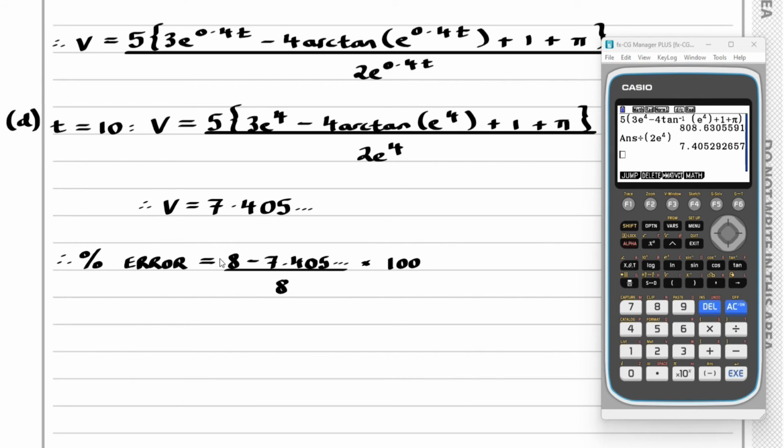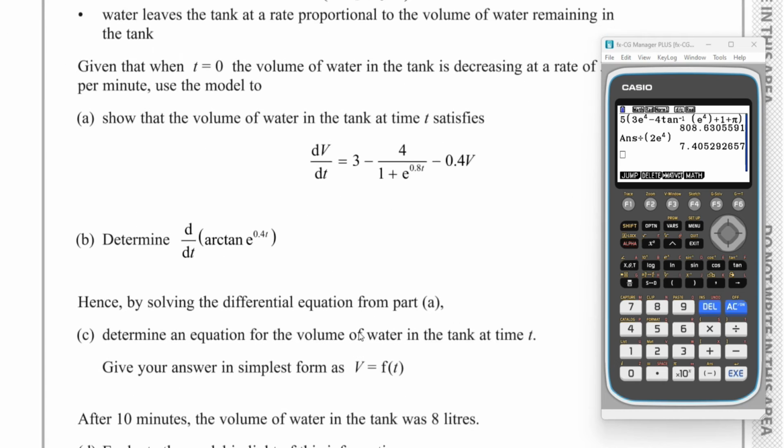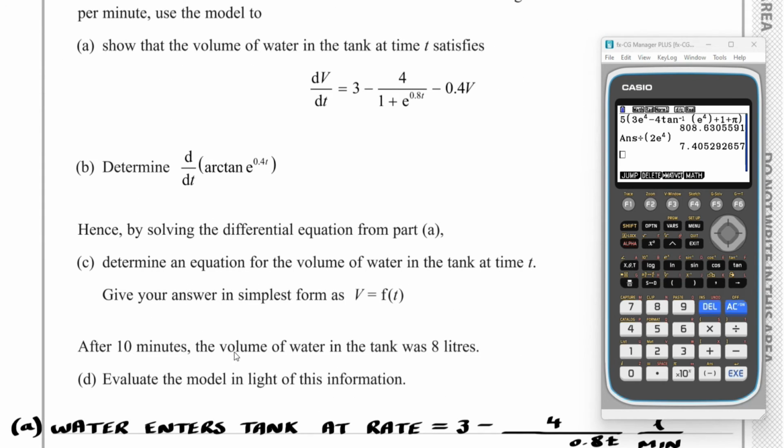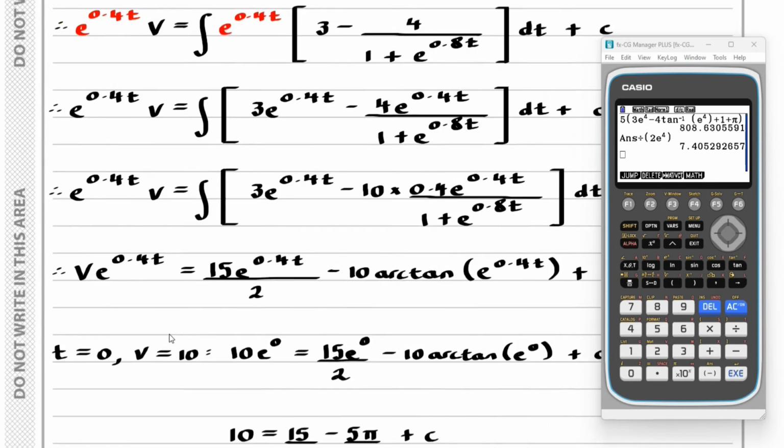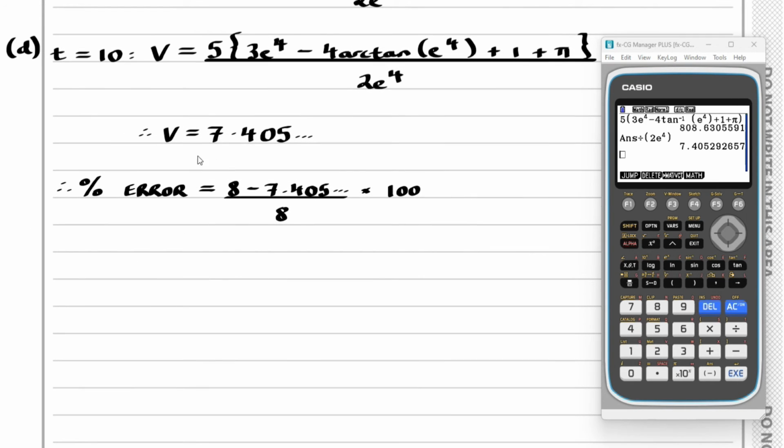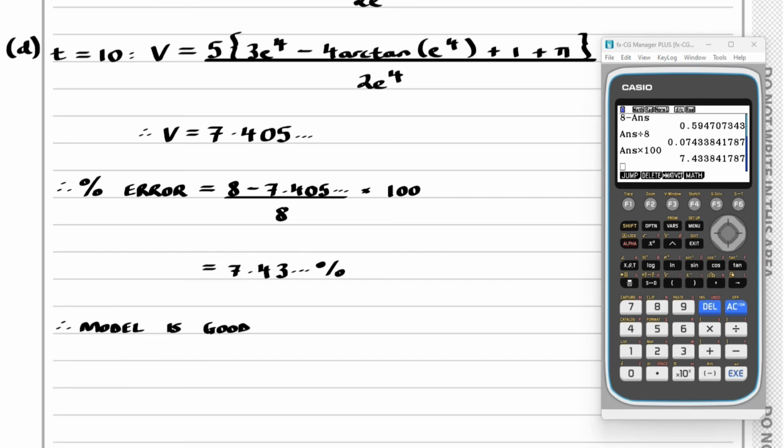So if I work out the percentage error, what I know from the question is the volume of water in the tank was 8 litres. I've just worked out the volume to be 7.45, etc. litres. So if I work out a percentage error, what we have for our percentage error is 7.43, etc. %. Now, because it's less than 10%, the model is quite good.